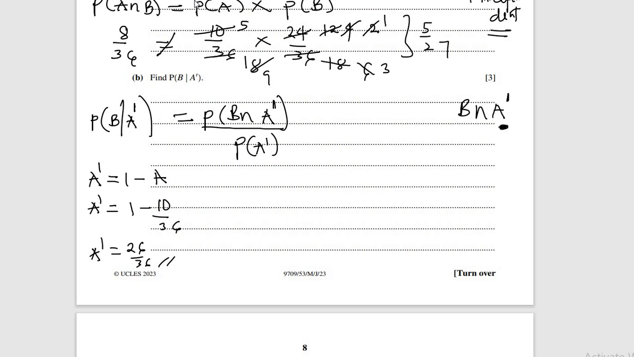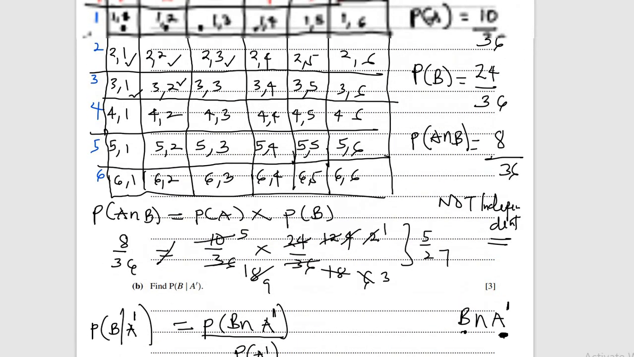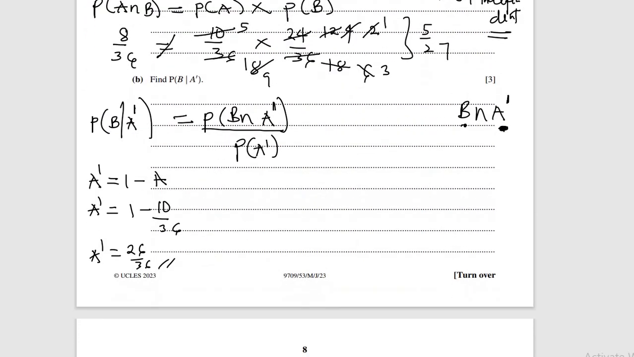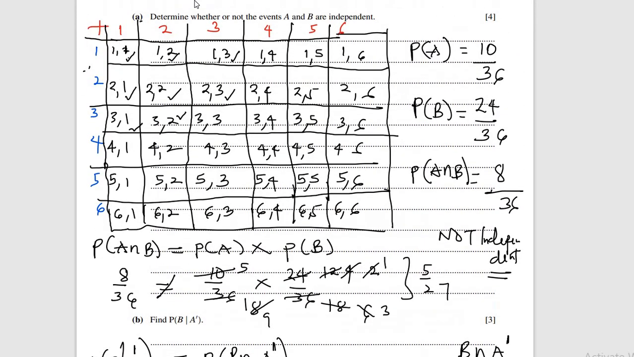Sum that are greater than 6 or equal to 6, and B, and the difference is 2, 1, and 0. You all know B. The difference must be 2, 1, and 0. And the sum must be greater than or equal to 6.